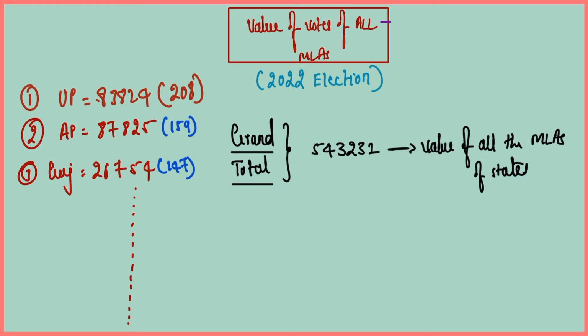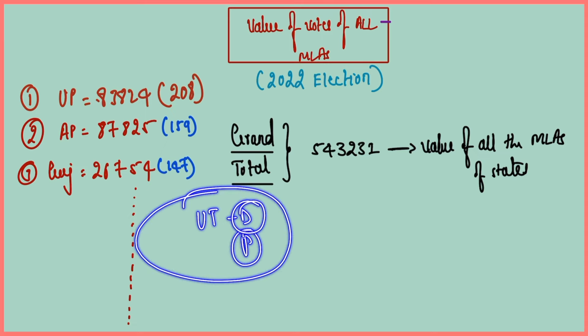For example, I just told you that the value of all the MLAs of UP is 83,824, and 208 is the value of one MLA of UP, right? Similarly, the value of all the MLAs of Andhra Pradesh is calculated. It is 87,825. The value of one MLA of Andhra Pradesh is 159. Gujarat, 26,754. The value of one MLA of Gujarat is 147. So we use the same formula and the same method to calculate the value of all the MLAs of all the states, including the union territories of Delhi and Puducherry, right?